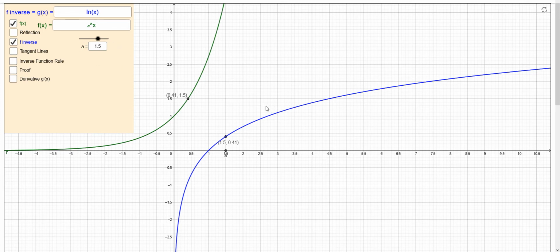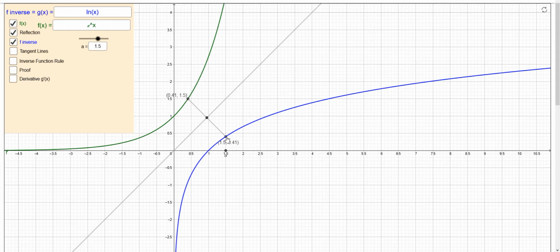Now, what is the relationship between these two things? Well, the inverse relationship is that we're just switching x and y. We're switching all the ordered pairs. So, for example, this has the ordered pair 1.5, comma 0.41, at least approximately, and this one has the ordered pair 0.41, comma 1.5. They're exactly backwards from x and y. And what that means graphically is that they're reflections over this line y equals x.